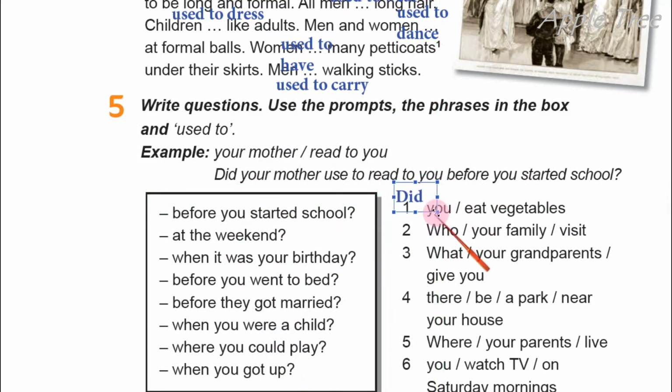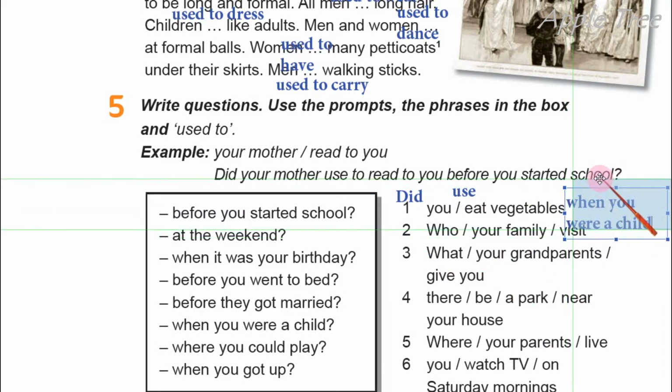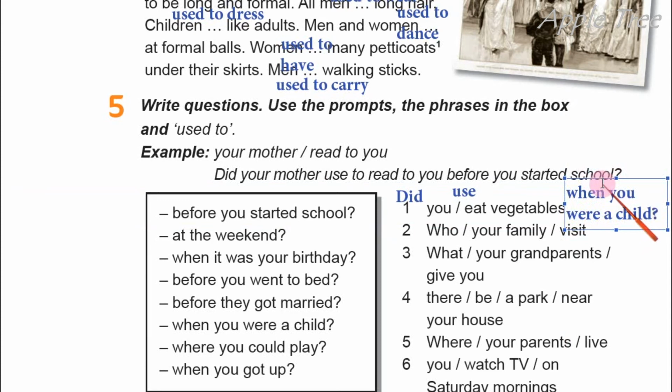Did you use to eat vegetables before you went to bed? Ну, тут треба орієнтуватися на, або when you were a child, наприклад, так? Did you used to eat vegetables when you were a child? Тобто кінцівку можна підібрати вже. Ну і знак питання, звичайно.